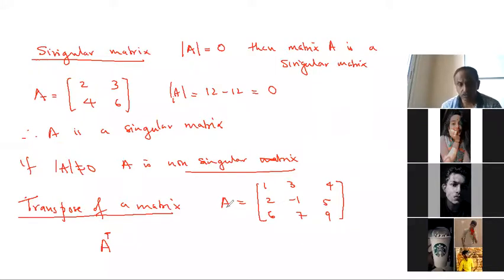What is the transpose of a matrix? You have written a matrix, a square matrix. First of all, I have written a square matrix, but a transpose can be of a square or non-square matrix. It doesn't matter. What you have to do is, the first row will become the first column, the second row will become the second column, the third row becomes the third column. This is known as the transpose of a matrix. Taking the transpose of a matrix means interchanging the rows and columns. So the transpose of a matrix is obtained by interchanging rows and columns.